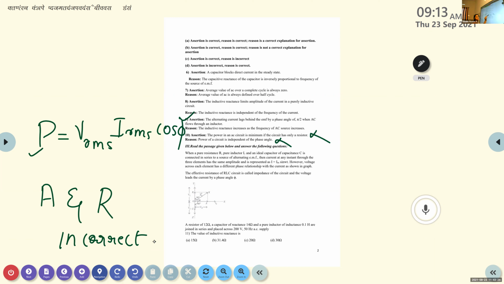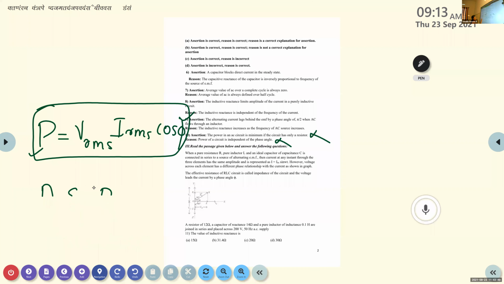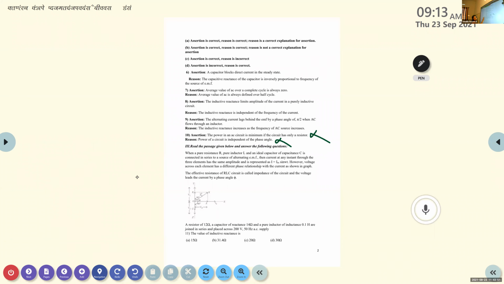So the power in an AC circuit is not minimum, it is maximum if the circuit contains only the resistor. The second one, the reason is this: power of a circuit is independent of the phase angle. It is also incorrect according to our equation. P is equal to Vrms Irms cos phi, where phi is the phase angle. So according to this equation, power depends upon the phase angle phi. So both assertion and reason are incorrect.